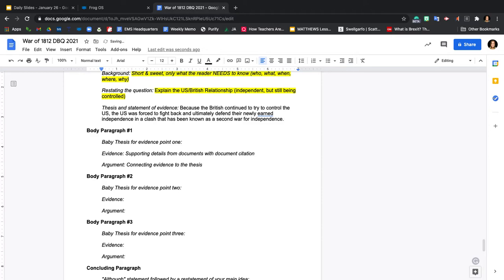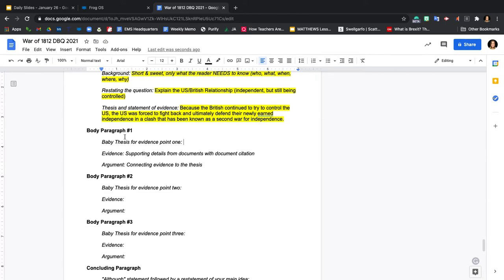So you can see, I'm not really answering a question per se, but I'm discussing causes, a little bit of the impact, and then kind of addressing how it might be considered a second war for independence without going into much detail, because that's what my paragraphs later are for. Now, I don't want you to use this exact thesis statement. It's not perfect. It's a little wordy, but it gives you an idea of what to put there.